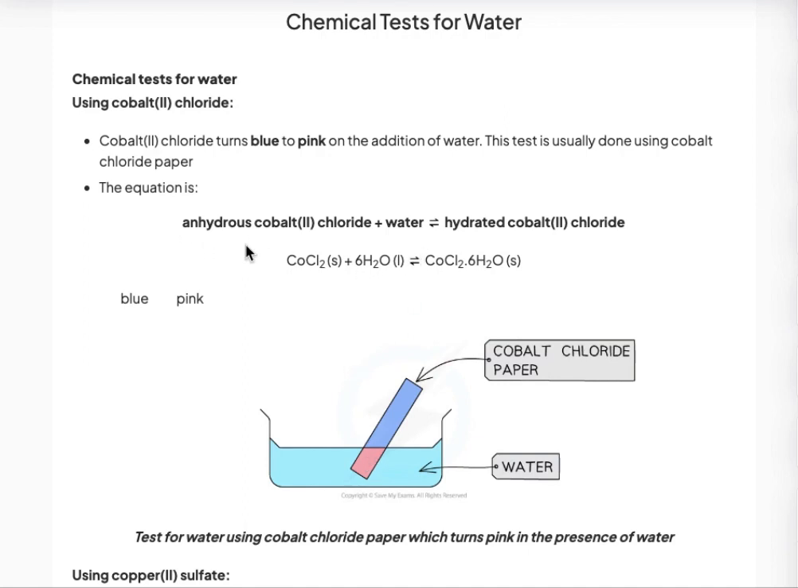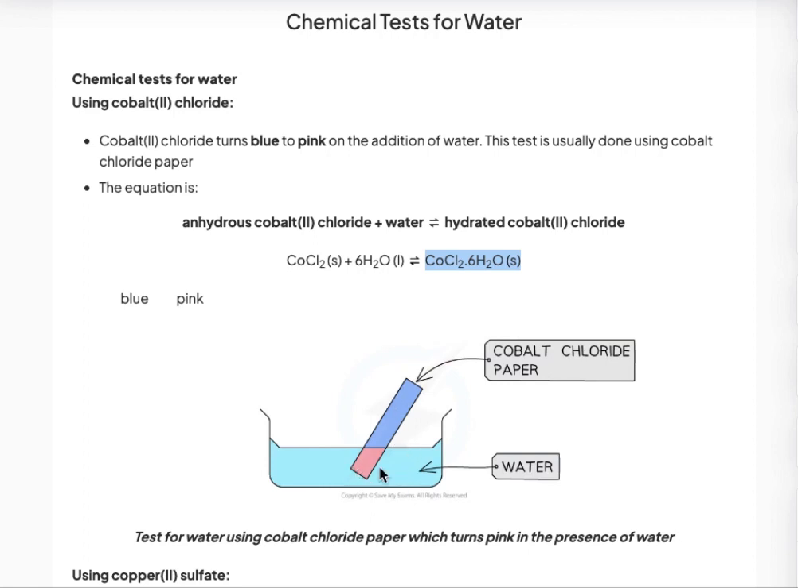The equation is: the anhydrous cobalt 2 chloride reacts with water, and we produce the hydrated cobalt 2 chloride. Hydrated is this one: cobalt 2 chloride dot 6H2O. This is called the hydrated cobalt 2 chloride, and the color change is from blue to pink.